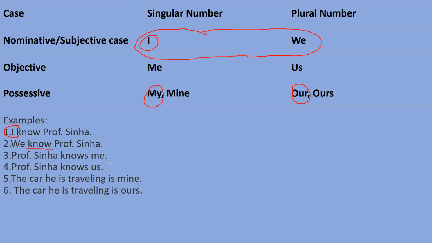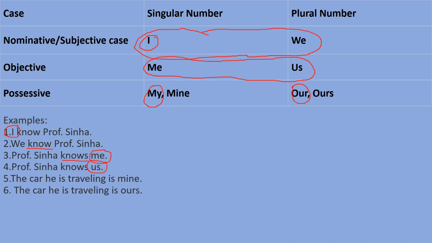Professor Sinha knows me. Here I have written an objective case pronoun because this is the verb, and after the verb we have to write the pronoun in the objective case, right? Both I and me give the same meaning, but I is subjective case pronoun and me is objective case pronoun. Next, Professor Sinha knows us. Us is also an objective case pronoun, right?